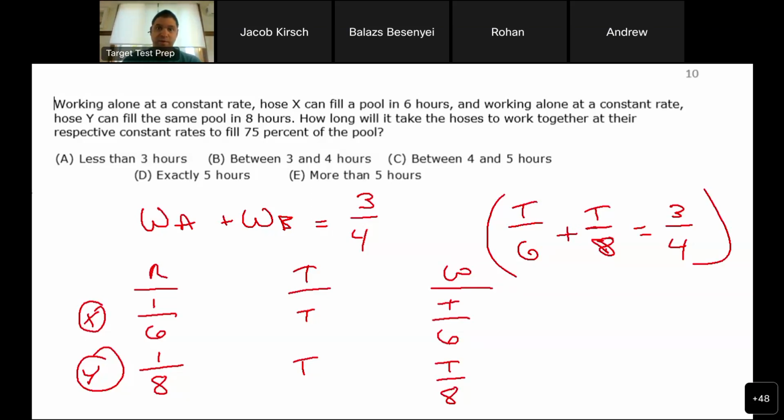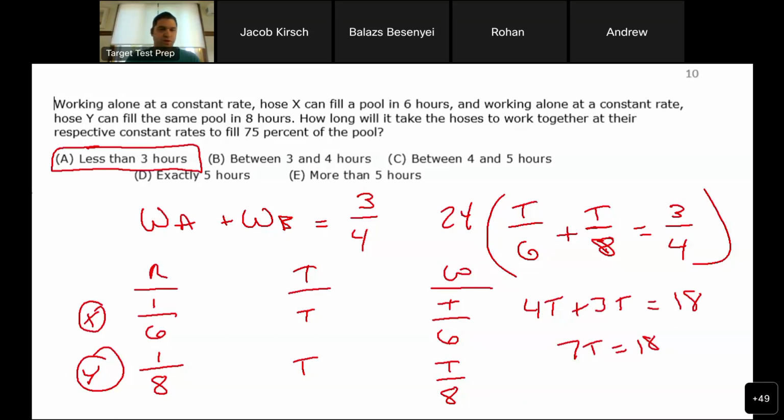Get rid of the fractions here. We're going to multiply everything by 24. That's going to give us 4t plus 3t is equal to 18. 7t is equal to 18, and it's clear that it's less than 3 hours. So does that make sense to everybody? I mean, again, it wasn't the craziest question in the world, but I want to make sure everybody's on the same page.